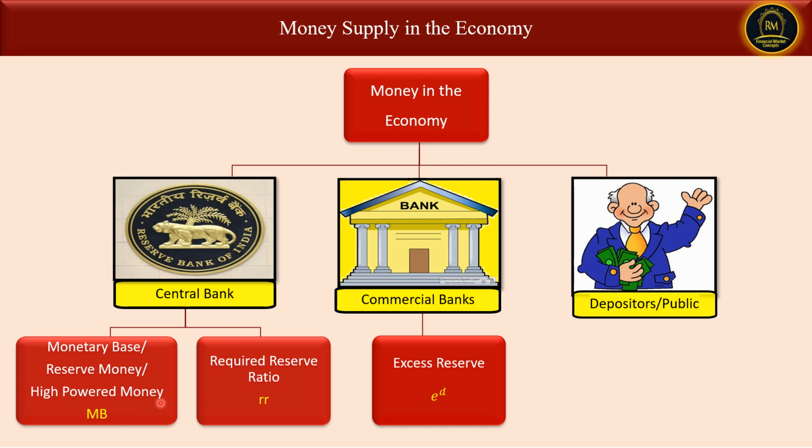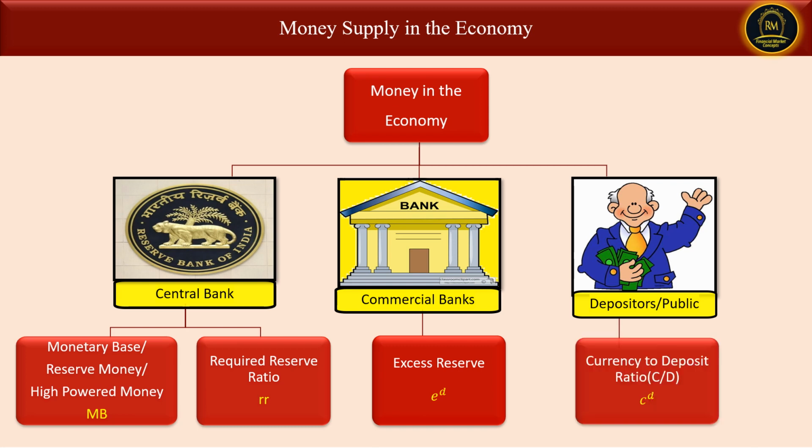Now coming to the third determinant, that is the public determinant. Public determinant of money supply means the desire of the public to hold currency. That means the currency to deposit ratio. We can also write it as the desired currency deposit ratio. That means the choice of the public, either they want to keep or hold currency in hands or they want to keep it in the bank as a deposit. So all three together play a very important role in deciding the money supply in the economy.